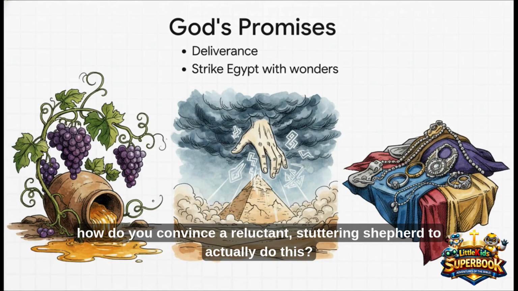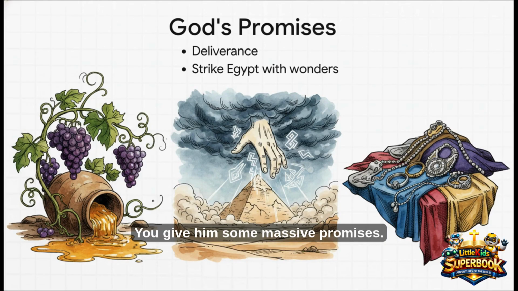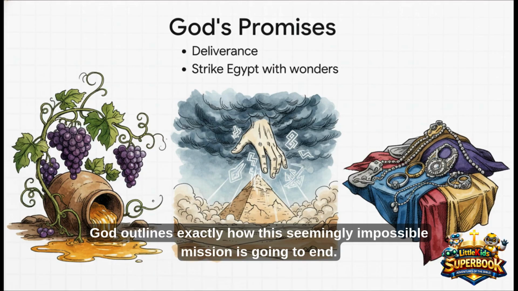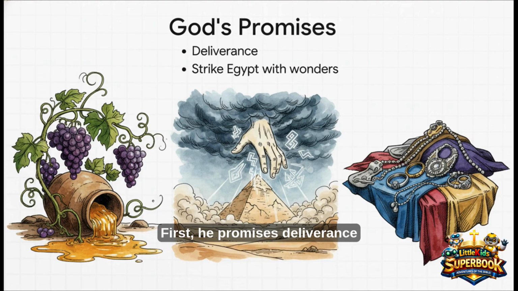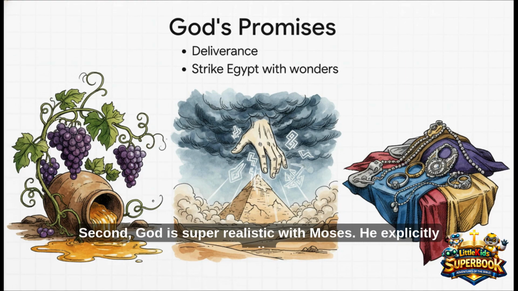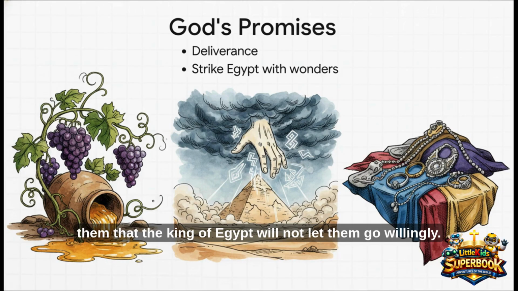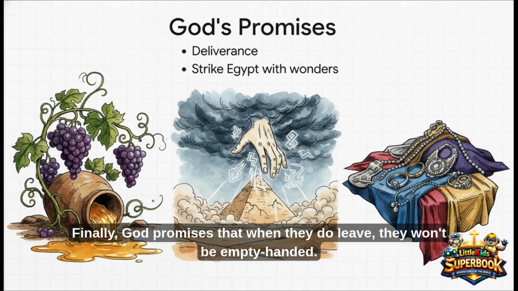Now, how do you convince a reluctant, stuttering shepherd to actually do this? You give him some massive promises. God outlines exactly how this seemingly impossible mission is going to end. First, he promises deliverance into a rich land flowing with milk and honey. Second, God is super realistic with Moses. He explicitly tells them that the king of Egypt will not let them go willingly. It's going to require God to stretch out a mighty hand and strike Egypt with supernatural wonders to force the issue. Finally, God promises that when they do leave, they won't be empty-handed.